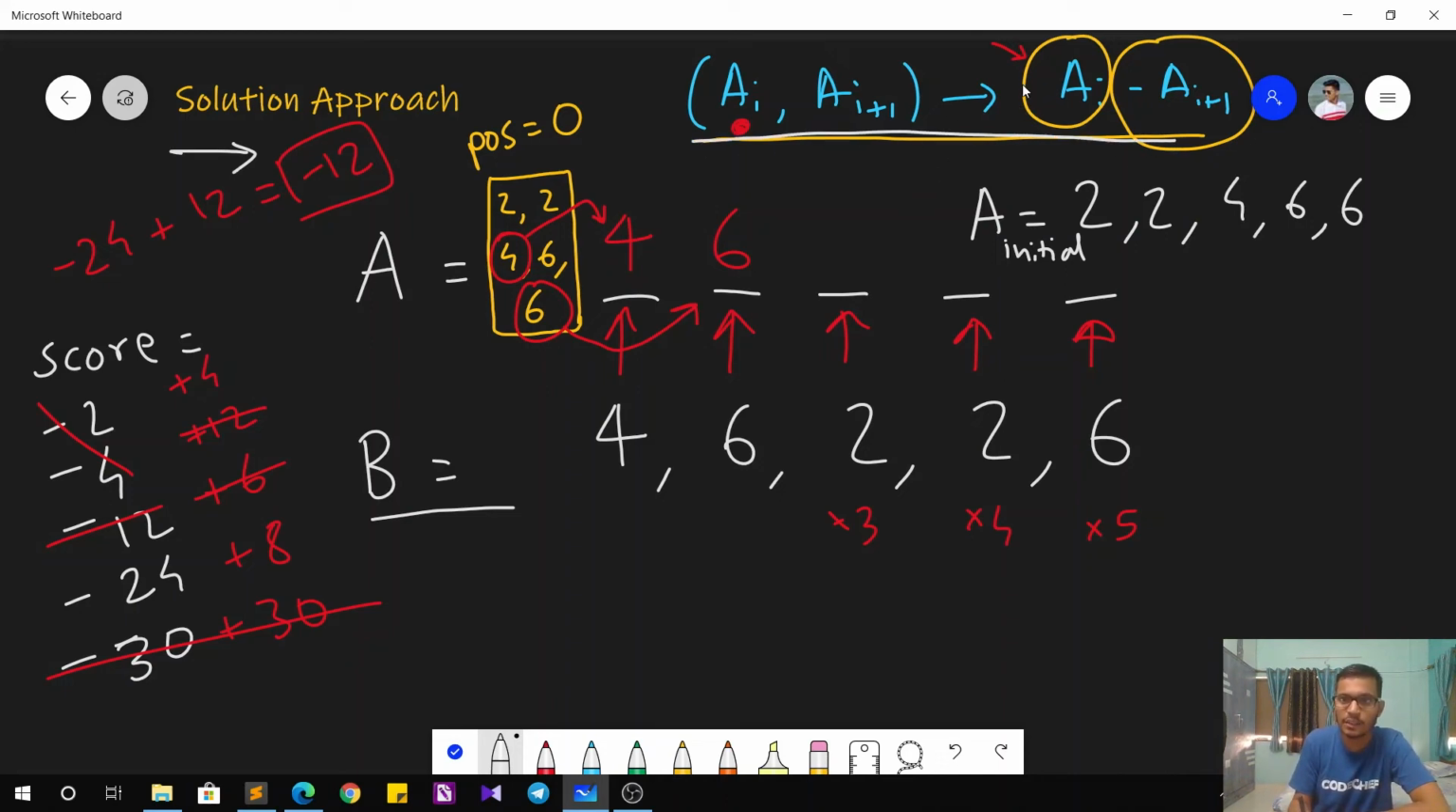What it means is that whenever an element goes to the right, its value is added. Whenever an element goes left by one position, its value is subtracted. So that's it. That's my solution.